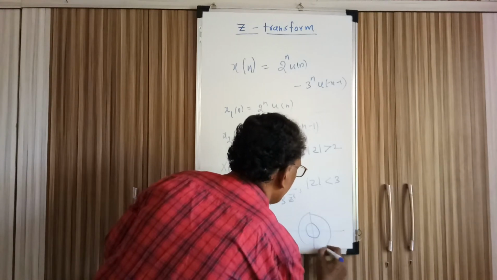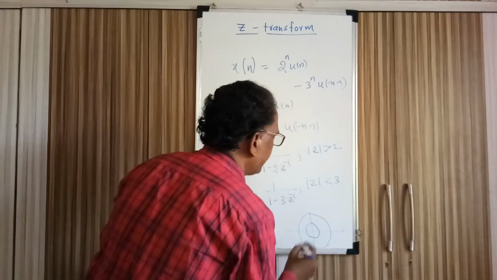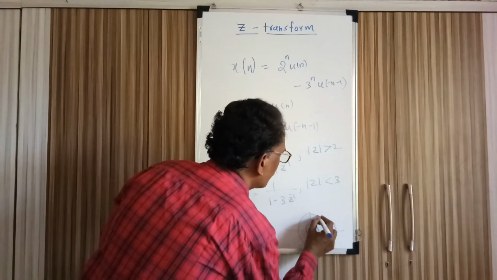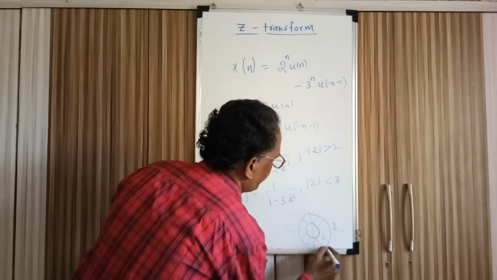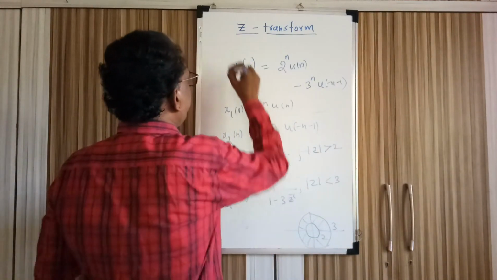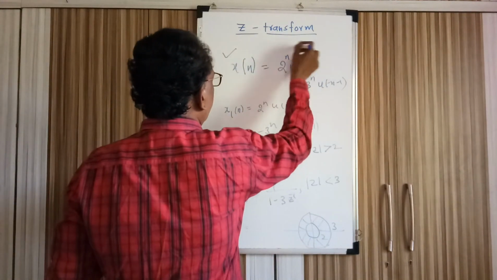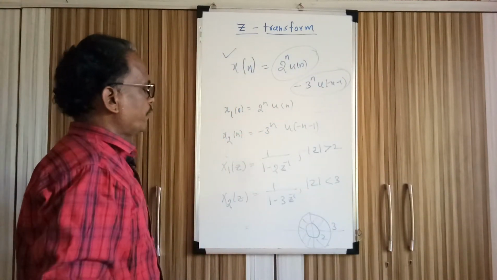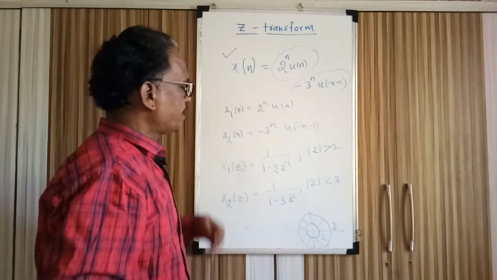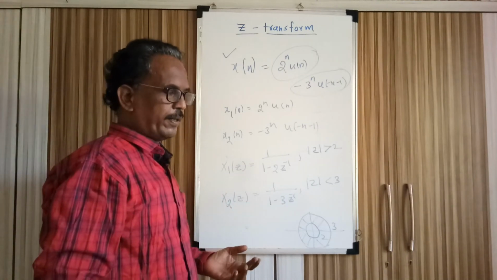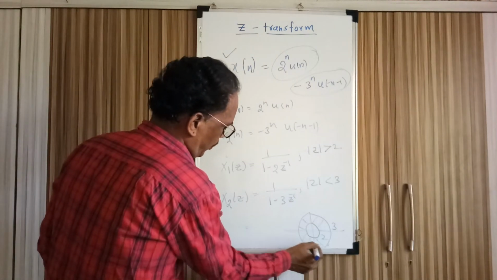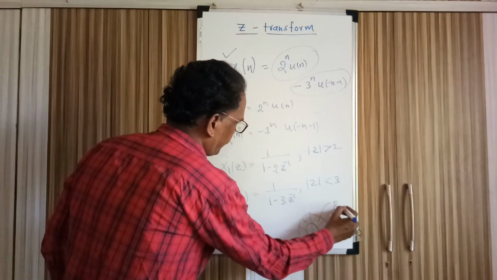One is telling Z should be greater than 2, other is telling Z should be less than 3. This is a circle of radius 3, this is a circle of radius 2. So this is your ROC, because while writing the Z transform of x of n, we have to consider the ROC of this part and the ROC of this part. So the common region which is satisfied by both, one is telling greater than 2, other is telling less than 3. This portion is called the ROC, region of convergence.